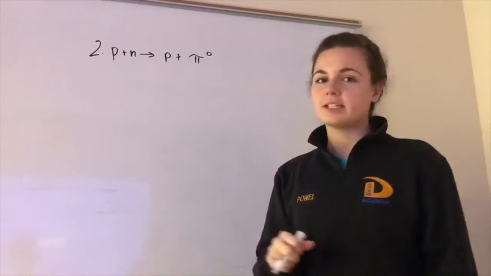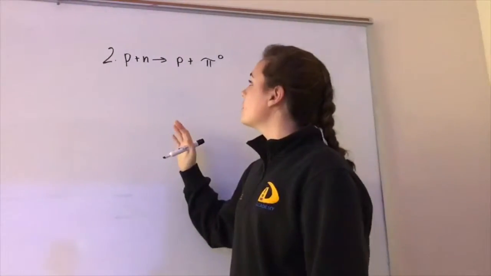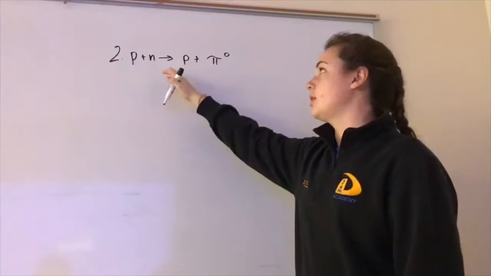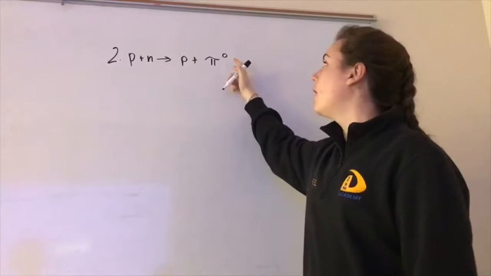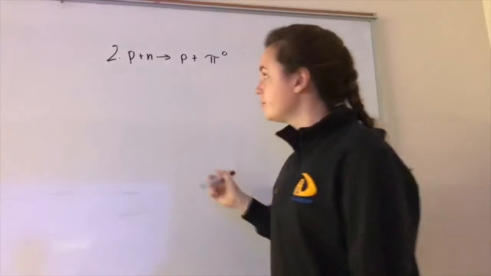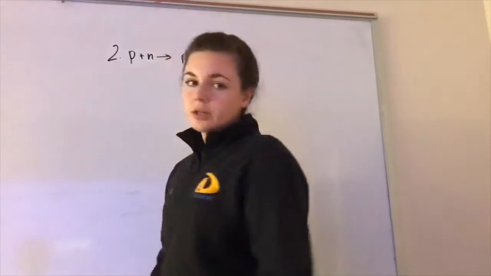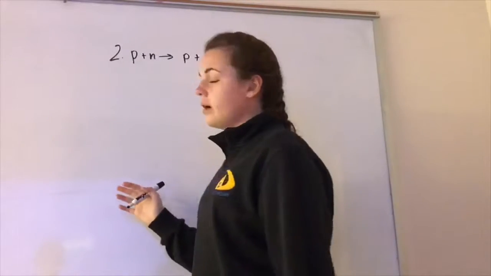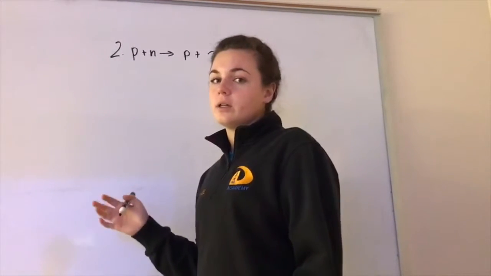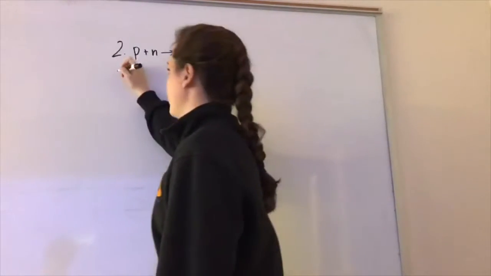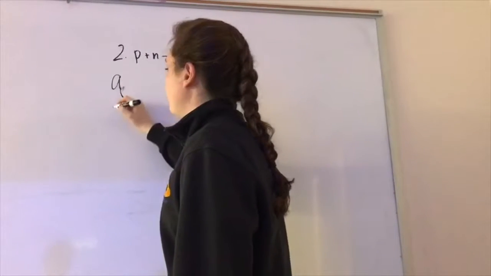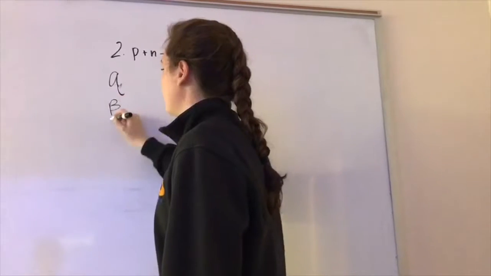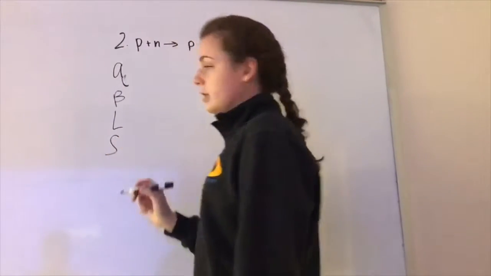So now we're moving to the second equation, and this equation is proton plus neutron goes into proton plus pion with a 0 charge. So just like John said before, we have the 4 things that we look for in each balanced equation, and that is charge, baryon number, lepton number, and strangeness.